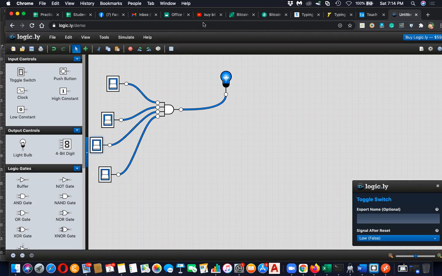If number of inputs are 10, all 10 inputs must be 1. If number of inputs are 20, all 20 inputs must be 1. That is AND logic. Okay.